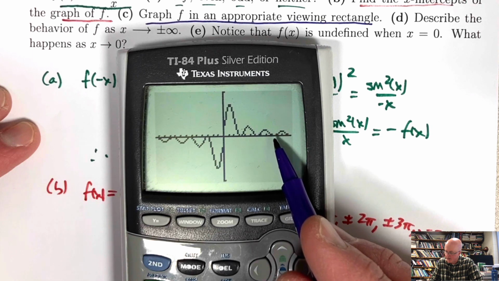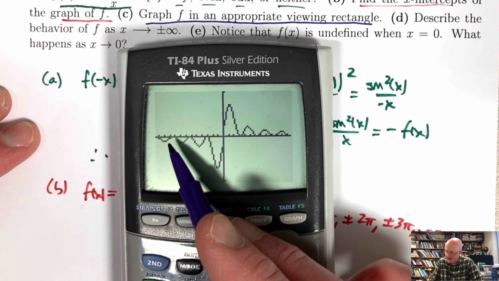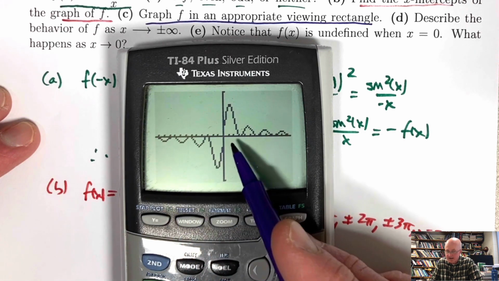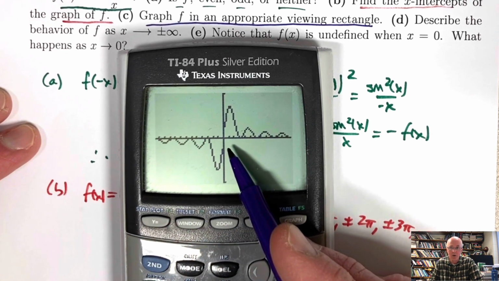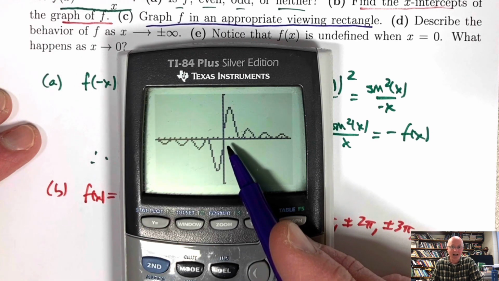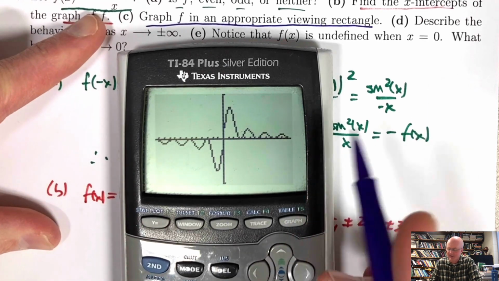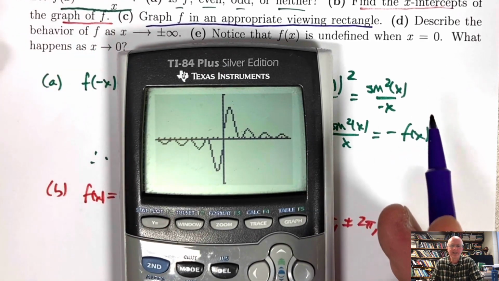There's 3 pi, 4 pi, etc. Negative pi, negative 2 pi, negative 3 pi, negative 4 pi, etc. But it looks like there's a 0 at 0, a root, an x-intercept. Guess what? Even though it looks like there's an x-intercept there, there's not. There's a hole in the graph because the function's undefined there. There'd have to be a missing point.